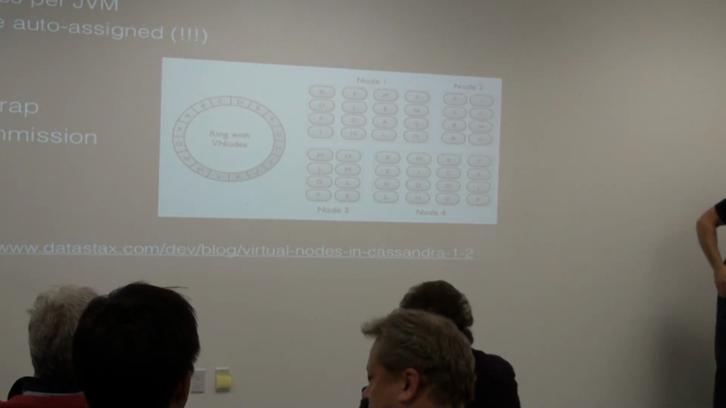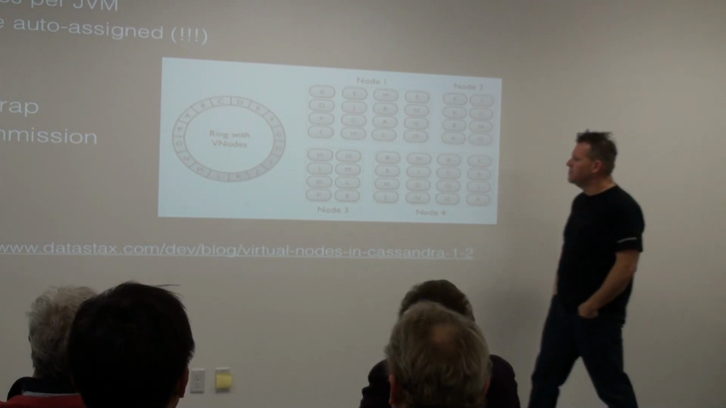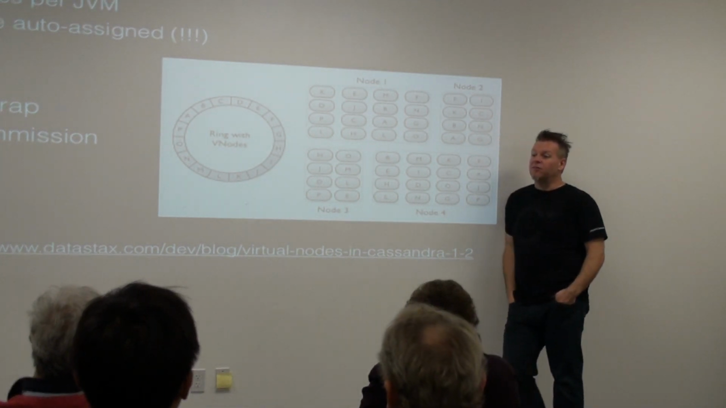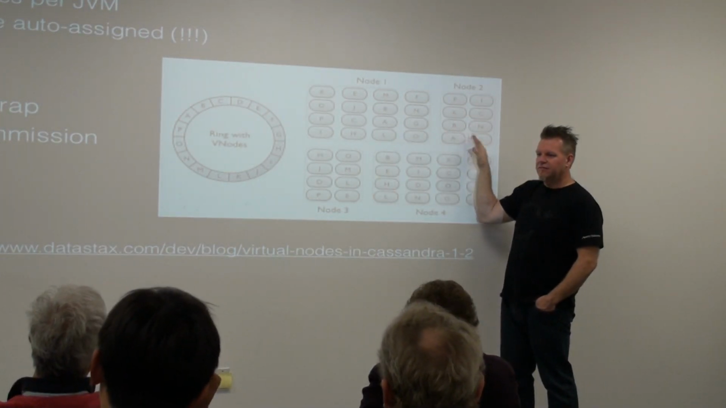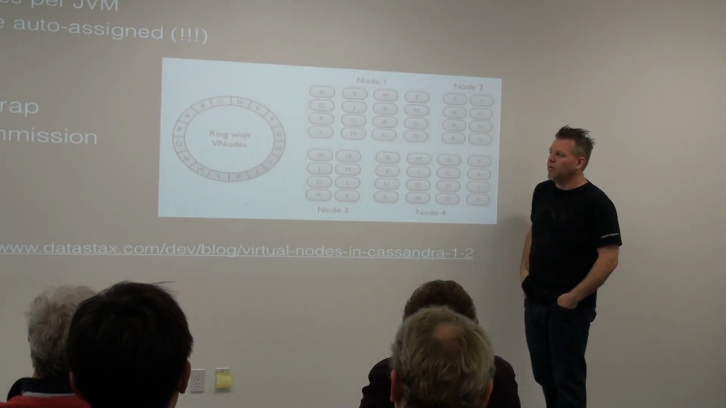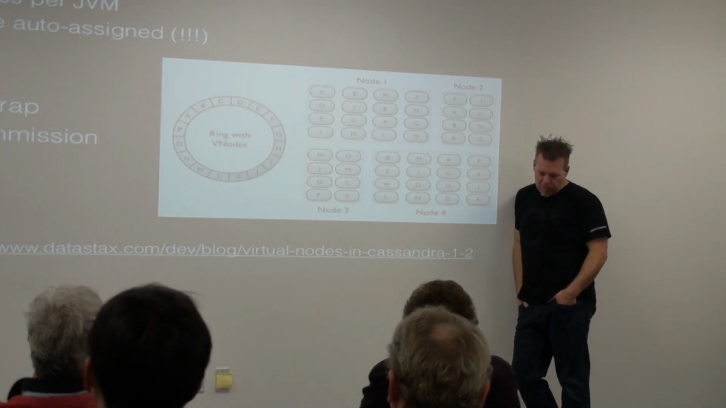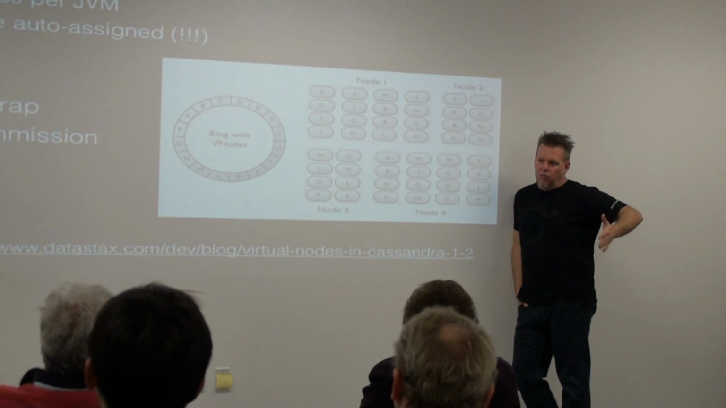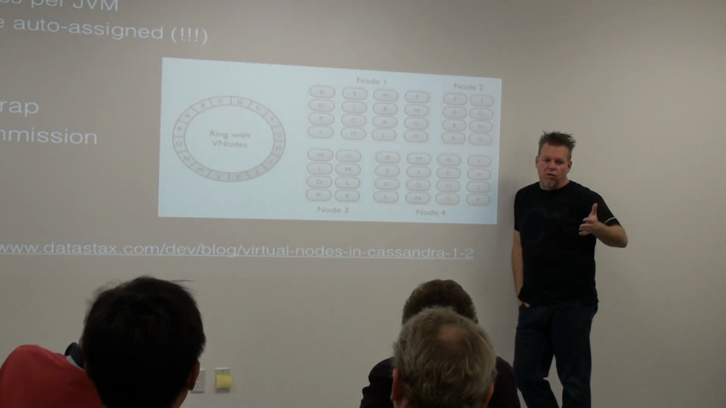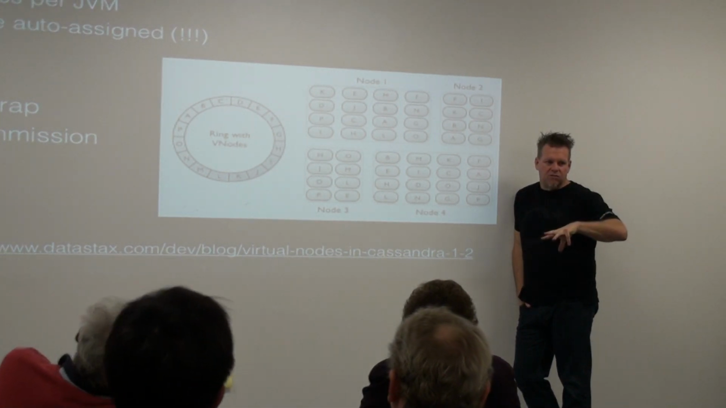Heterogeneous nodes? What do you mean? Different hardware. Yes, that's a good point. Notice how this one has a ton of virtual nodes and this one has a few. I think this is probably one of the things that makes virtual nodes very interesting. Cassandra's been out for a while and hardware is starting to rev up. We're going to rev this next generation.